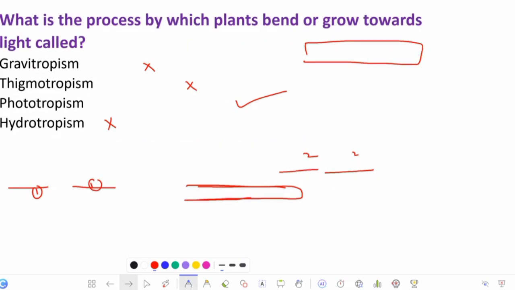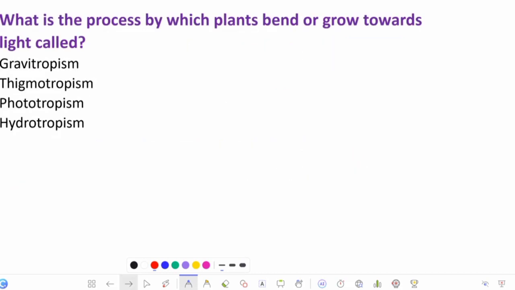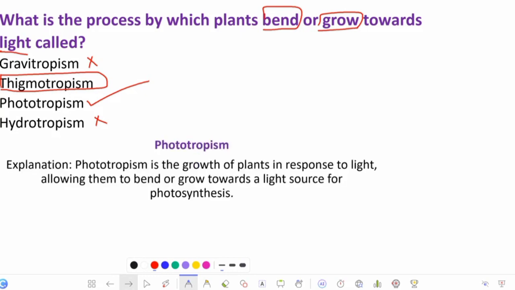What is the process by which plants bend or grow towards light? It's phototropism. Photo means light, and tropism means movement, so movement towards light is called phototropism. Hydrotropism is towards water, gravitropism is towards gravity. I don't know the exact meaning of thigmotropism, so I will search. Sorry for that. So phototropism is the correct answer.